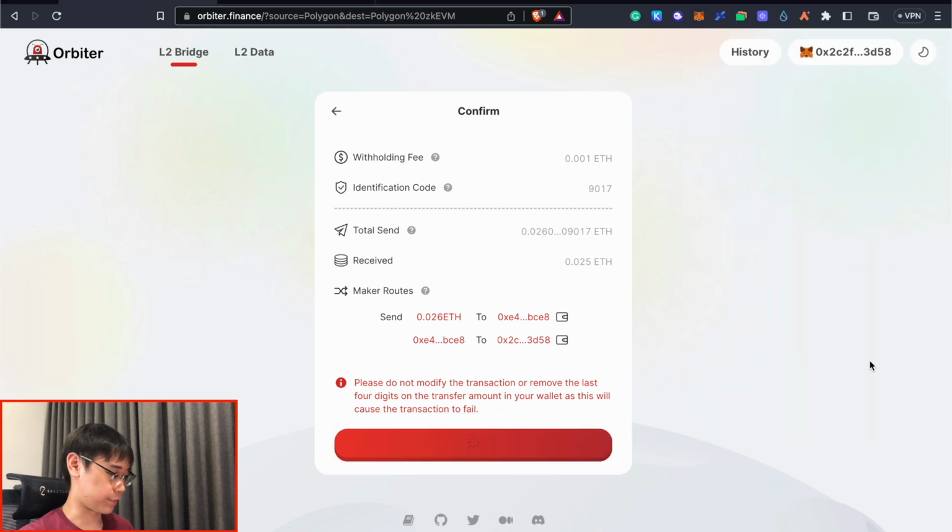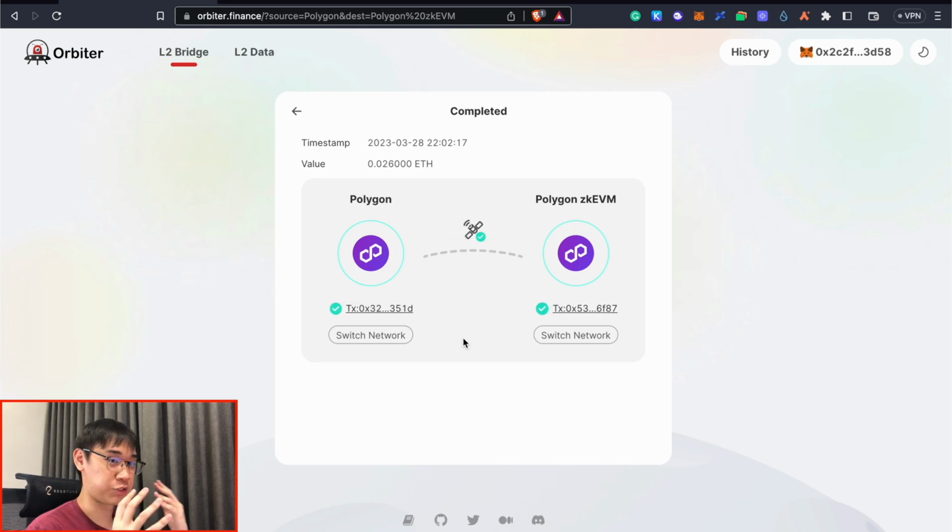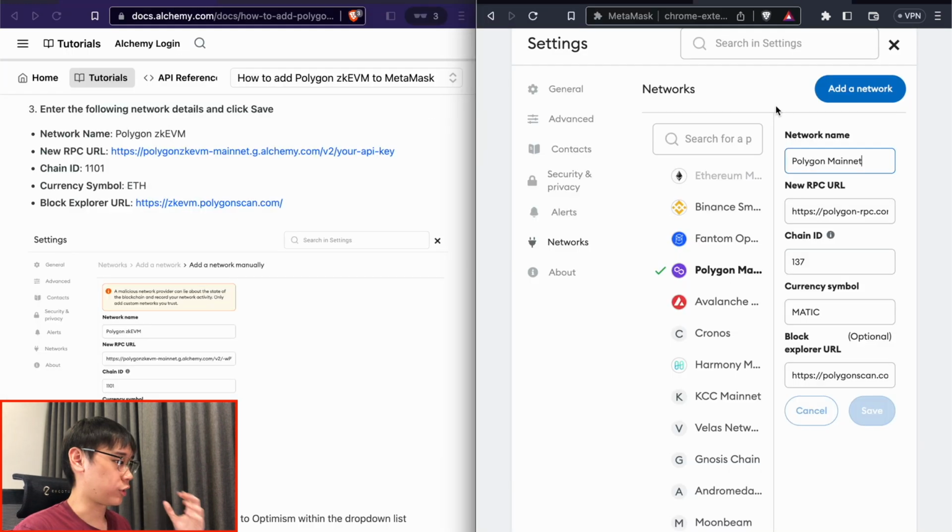Right now I'm confirming this transaction on my device, and the funds are now being sent from the Polygon network to the Polygon zkEVM. The transaction was actually extremely fast, and it took less than 5 minutes for my funds to be sent over to the zkEVM. Now that our funds are on the zkEVM network, we'll need to add this network to MetaMask first before we are able to view our funds.